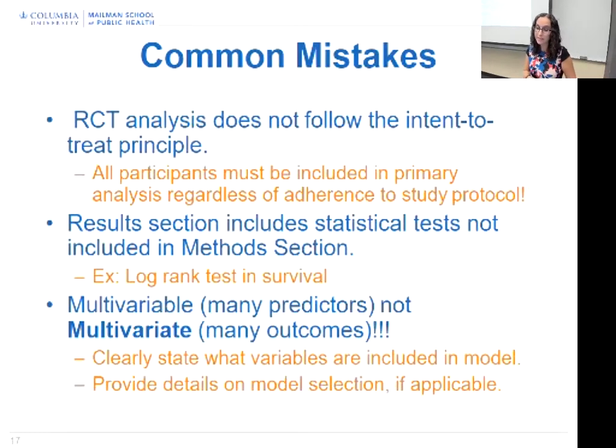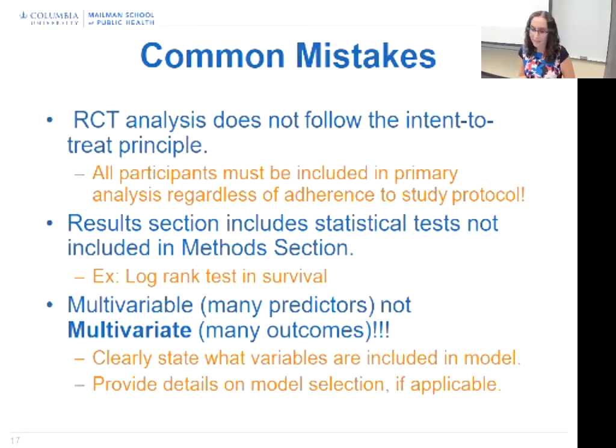Another really common mistake is that analyses presented in the results are not mentioned in the methods section. A really common example is the log rank test. People write in the methods that they're going to use Kaplan-Meier curves, and then they report a log rank test in the results. They don't mention the log rank test in the actual methods section. So if you're going through your results section, make sure everything you report there shows up in your methods at least somewhere.